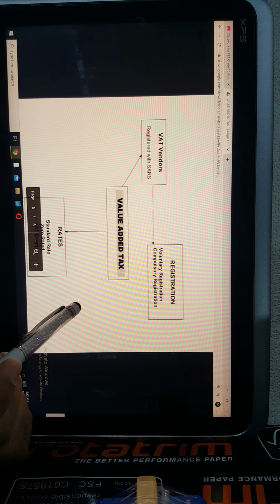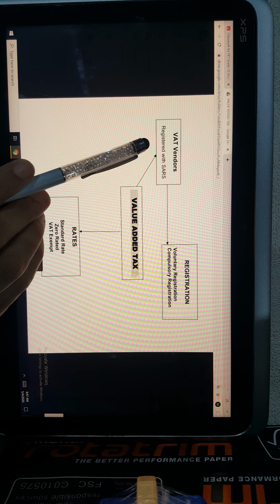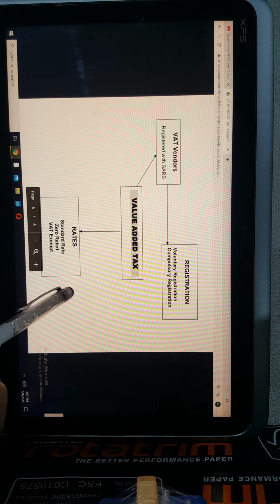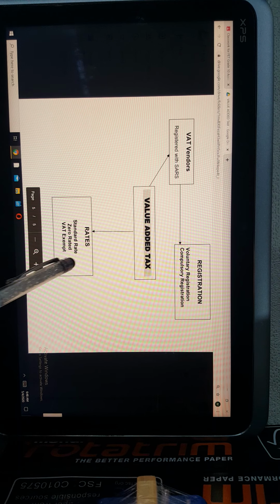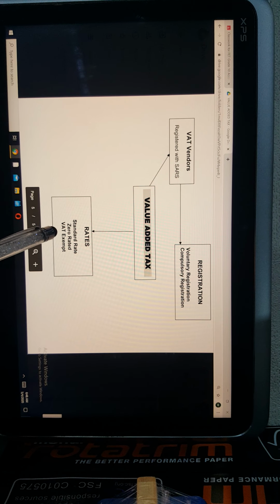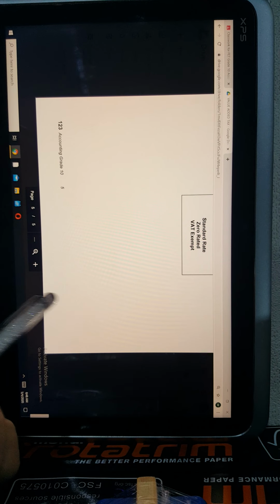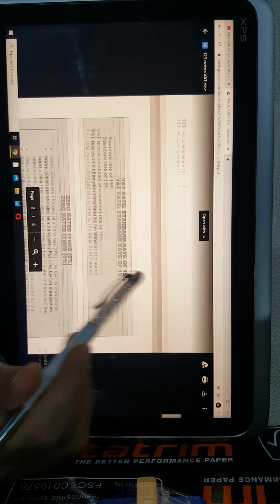This is just a summary of value added tax. Okay, you have VAT vendors who are registered with SARS. Registration can be voluntary or compulsory, and then you need to know how VAT is charged. The standard rate of VAT means 15%, which goods are zero rated and which goods are VAT exempt. Okay, so I've gone through all the notes for VAT, and then we're going to do a few questions every day.